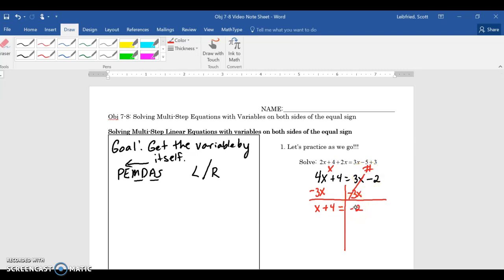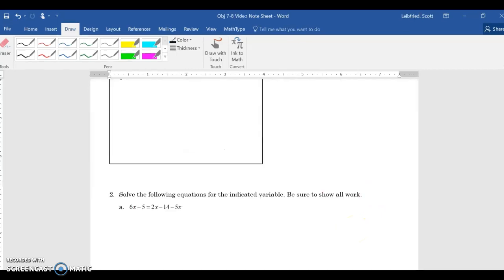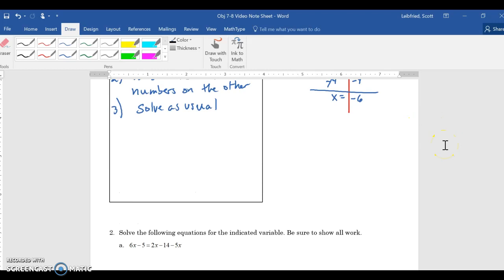Now we have to get the numbers on the right side. So we look at the plus 4, we subtract 4, and we have 4 minus 4, they cancel. Negative 2 minus 4 is negative 6. We bring down the x, and we have x. And you can see we have x equals negative 6 for our final answer.